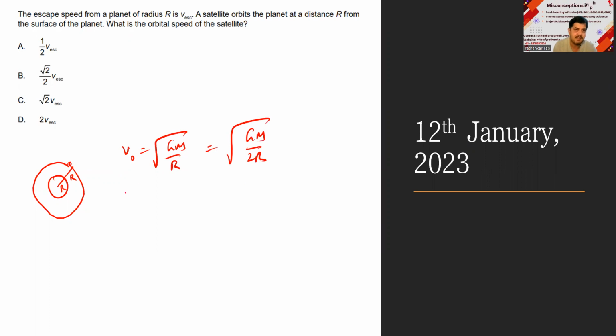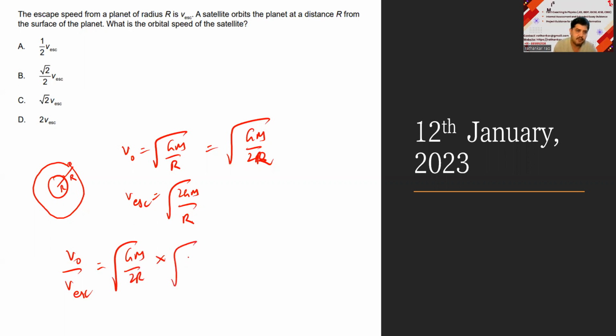Now, what is the escape velocity for the satellite when it is at the surface? It is given by square root of 2GM by r. This is r over here. So now let us divide one by the other. v0 by v escape is equal to square root of GM divided by 2r, multiplied by square root of r divided by 2GM.